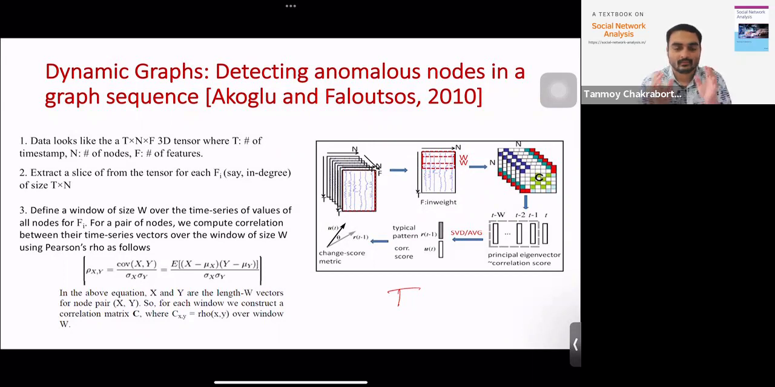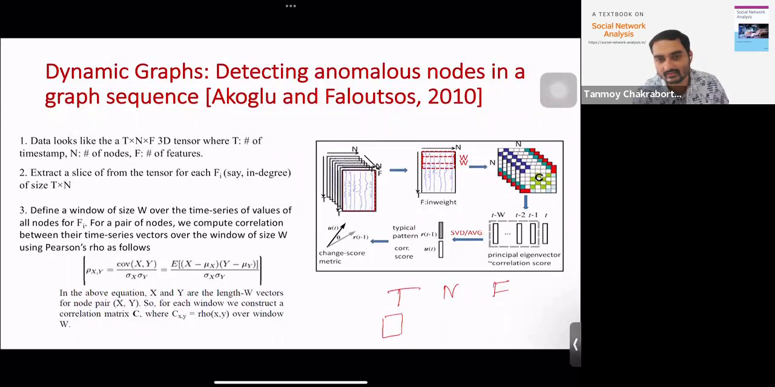So you have T timestamps, and you have n nodes at every timestamp. Another assumption is that the number of nodes is fixed at every timestamp. Although you can easily generalize it, that's not a problem at all. So for T timestamps, you have n nodes, and every node is associated with f features. F is 12. For every timestamp, you can create an adjacency matrix, so you have T such adjacency matrices.